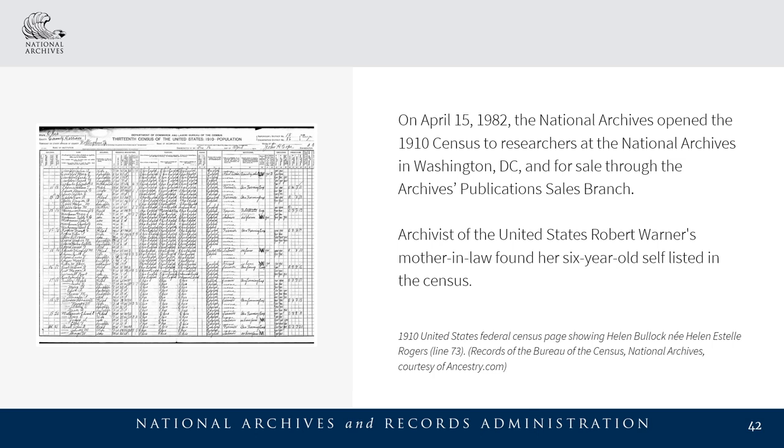The 1910 census was reproduced on 1,784 rolls of microfilm that the National Archives made available at the regional archives branches later that year. The census estimated that the U.S. population had increased 21% since the 1900 census was conducted.